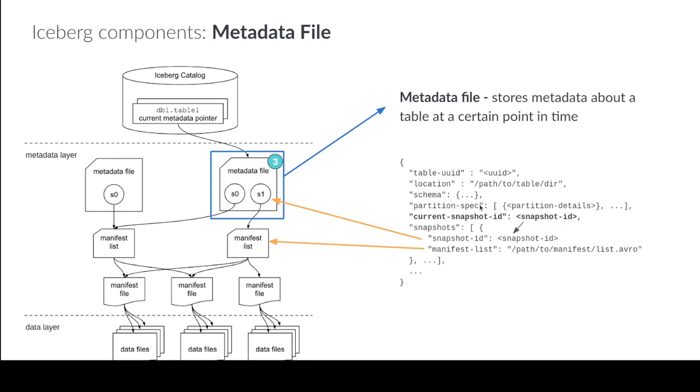The schema, this is the current schema. The partition spec, what is the current way this table is being partitioned? What is the current snapshot? What are the previous snapshots? And you'd not only have the previous snapshots, but also an array of schemas and an array of partition specs. Each schema has an ID number and each partition spec has an ID number.